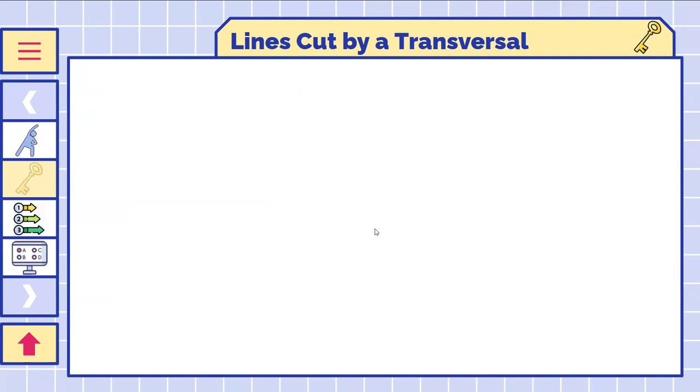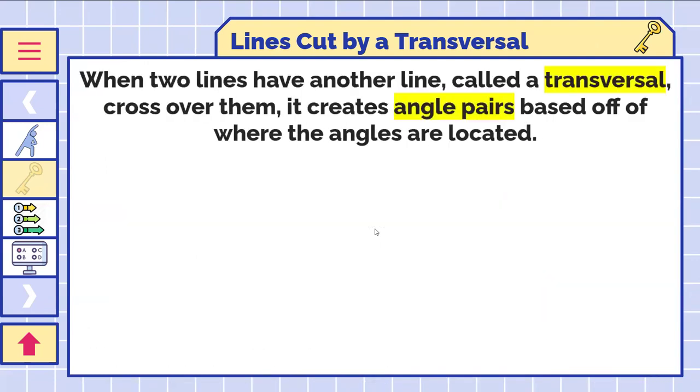Cut by a transversal. When two lines have another line called a transversal, and that's the only reason it's called that. You have two lines that are kind of chilling, and you have one line that slices through them. It crosses and slices through them. It creates angle pairs based off of where the angles are located.